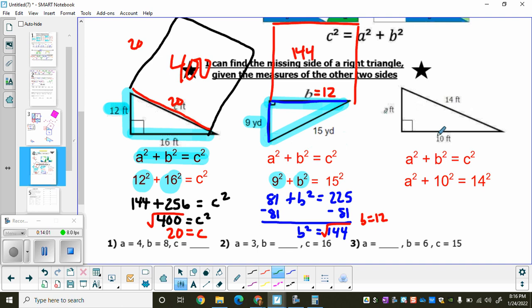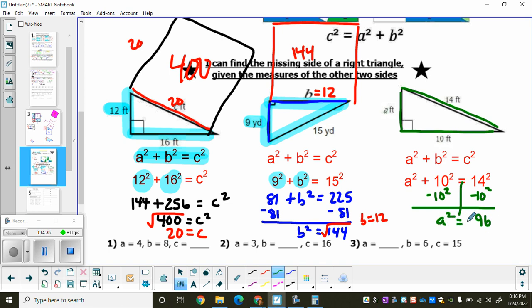All right, and on the third one here with a picture, this time I don't know leg a, but I have leg b is 10, so I'm plugging that in right there. And we have the hypotenuse is 14, so I'm going to put 14 squared right here. Now again, to solve, I'm going to subtract 10 squared from this side and 10 squared from this side. So we've got 196 minus 100, so I'm going to get 96 right here. So a squared is 96.